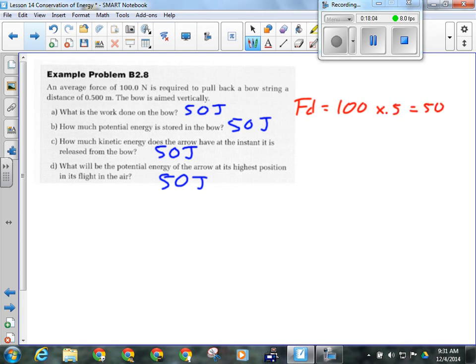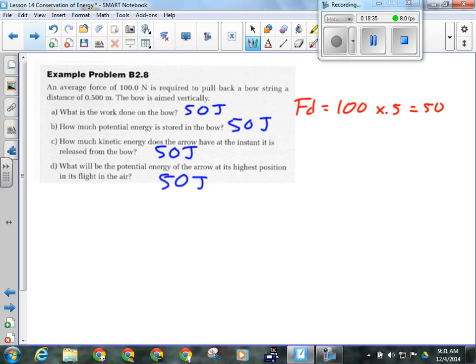Now, how much potential energy is in the bow? 50 joules. That requires no calculation, because the bow and arrow system can only have as much energy in it as you've put into it by doing work. That is why every single answer is 50 joules. Agreed? We talked about this right at the beginning. So how much kinetic energy does the arrow have? 50 joules. How much potential energy will it have at its highest point? 50 joules. None of that ever changes.